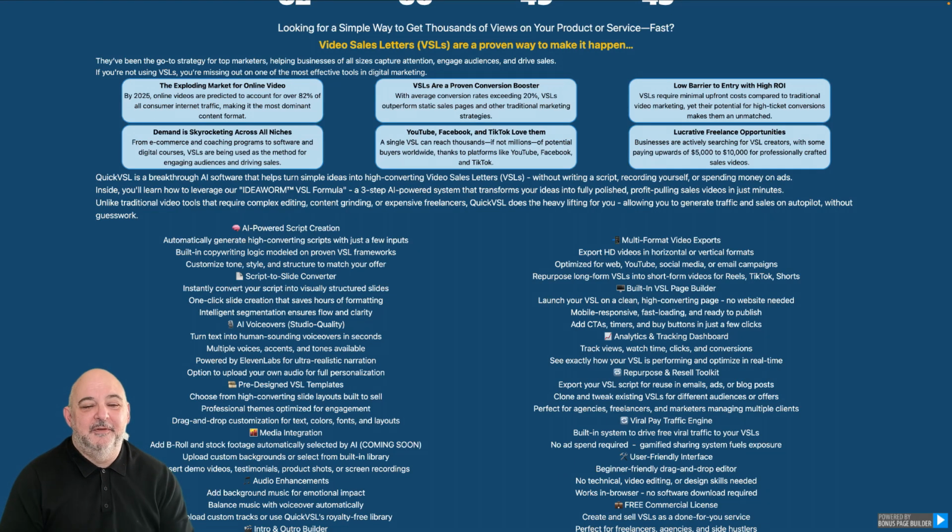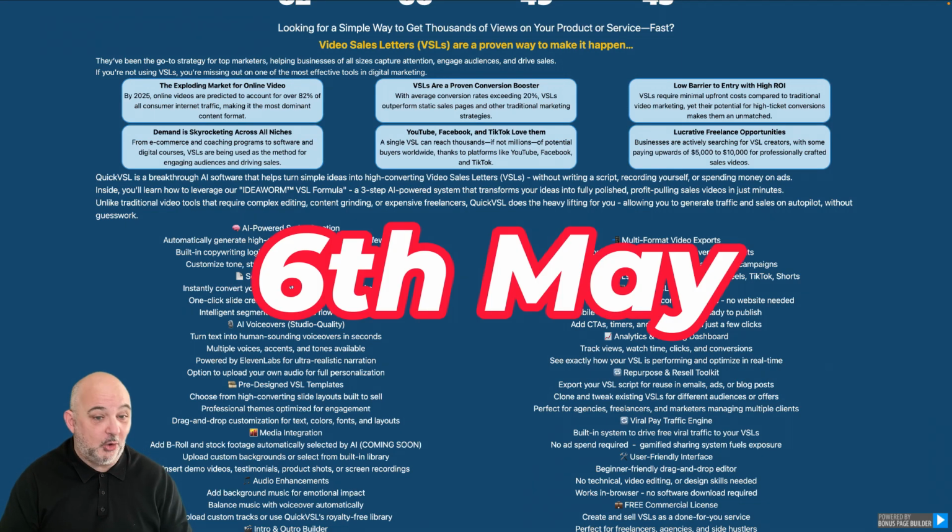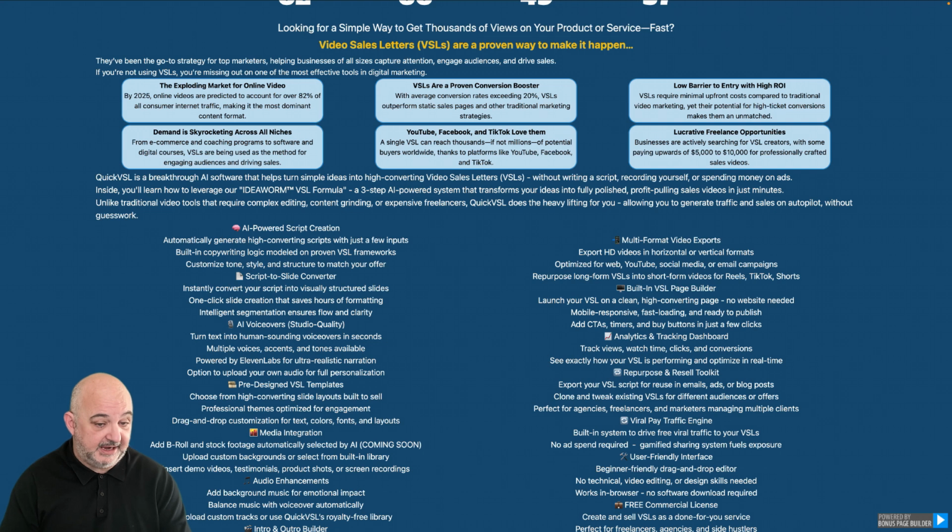Now I have a new bonus happening on the 6th of May at 11 AM Eastern Standard for an amazing product called QuickVSL. Now QuickVSL is a quick way to make video sales letters. Quick doesn't mean just not many features, because this is a super powered system, has AI in there, everything you need to make studio quality video sales letters.